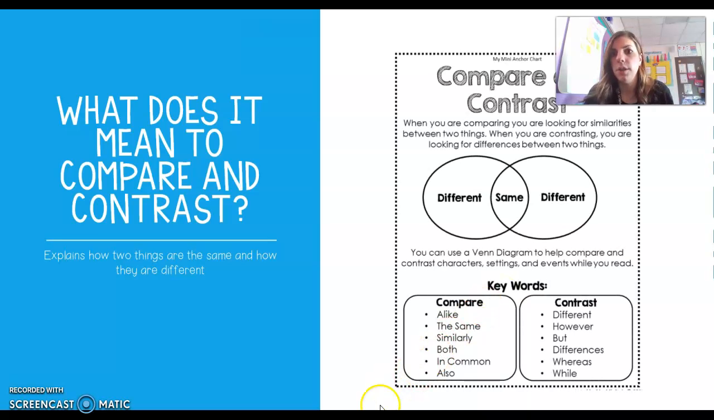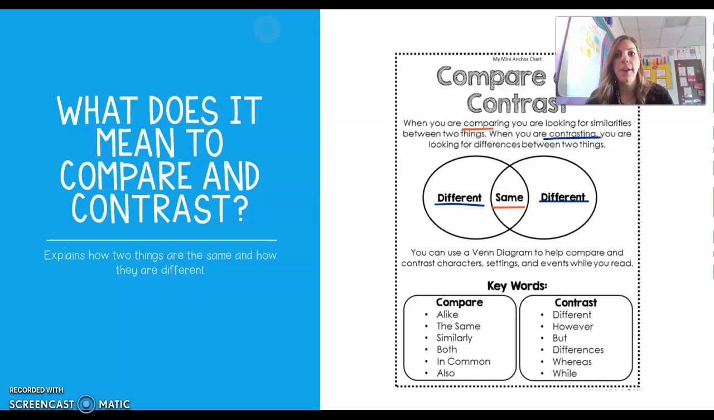If we look at this anchor chart here, it says when you are comparing, you are looking for similarities between two things. And when you are contrasting, you're looking for differences between two things. So right here, you'll be able to see that same is another word for compare, and contrasting is another word for different.